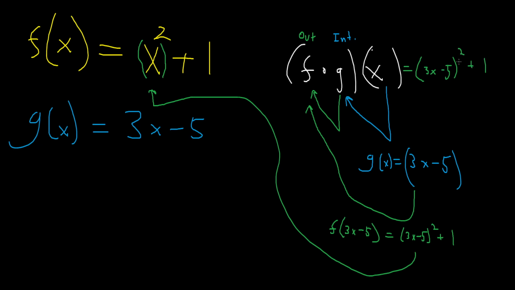Now, we could simplify this a little bit by multiplying out the (3x minus 5) squared. If you want to do that, go ahead. I'm not going to, because there's another example I want to show you, and I don't want to take up too much time with simplifying right now. You might need to simplify on your homework, but I'm going to leave that to you guys because we've already kind of gone over how to do that.